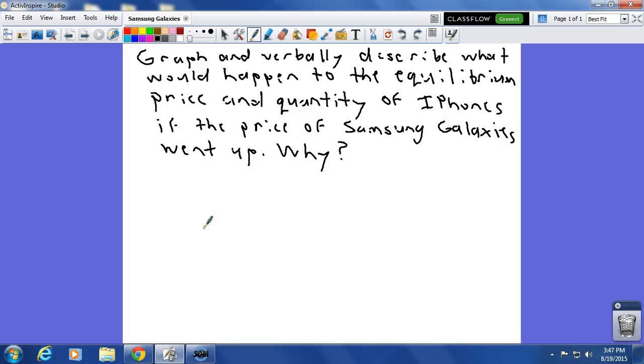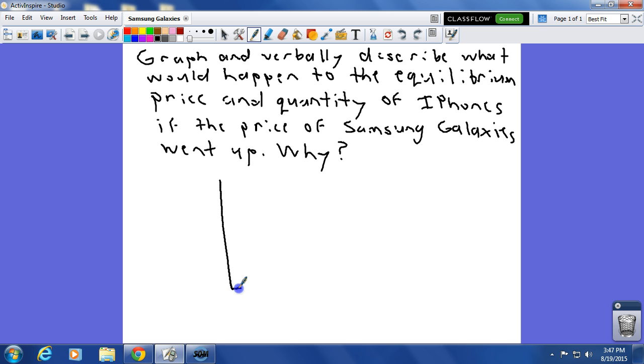All right, ladies and gentlemen, so we're going to do another equilibrium scenario here. We're going to graph and verbally describe what would happen to the equilibrium price and quantity of iPhones if the price of Samsung Galaxies went up, and why.